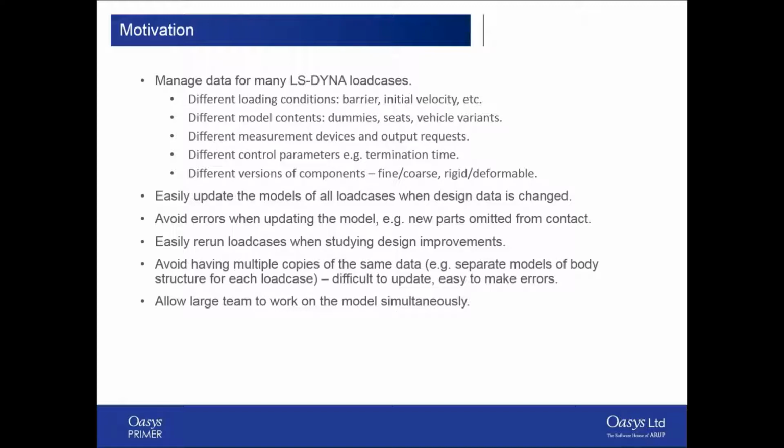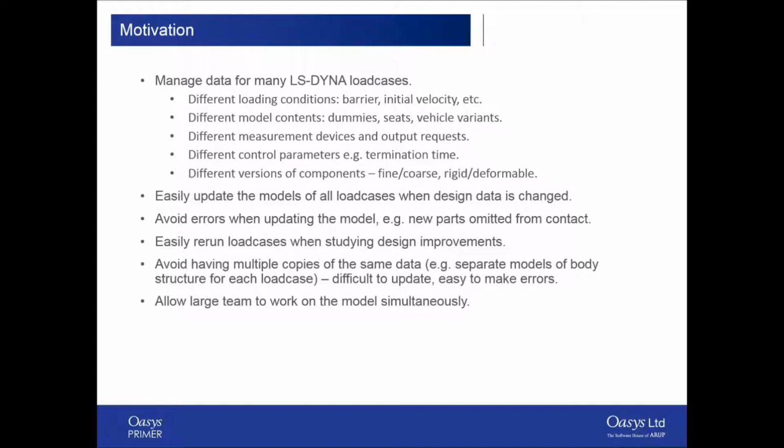So a classic example is if you're running a front impact, the rear doors of the vehicle, you might not need to have a really detailed door model. You could just have a coarser mesh or maybe a mass representation in there. But for the side impact, you might want to use the more detailed model.